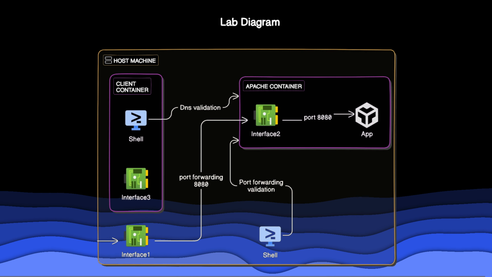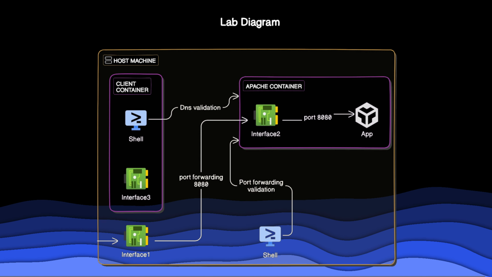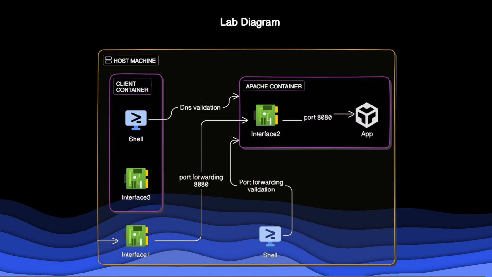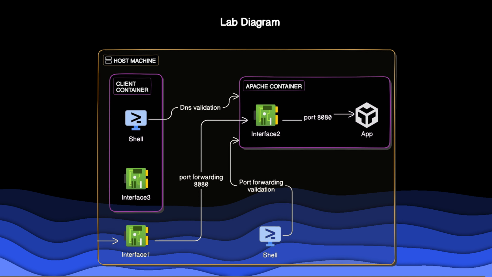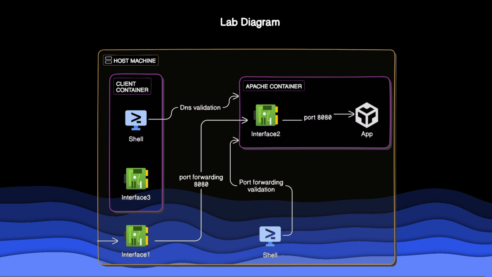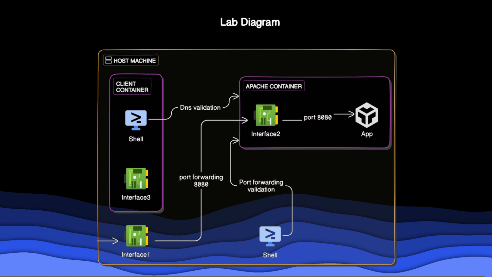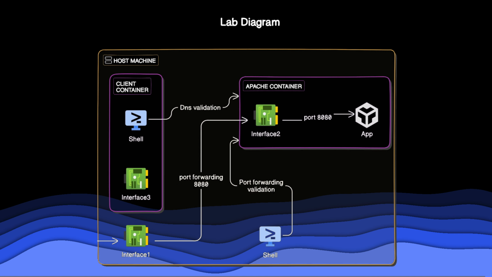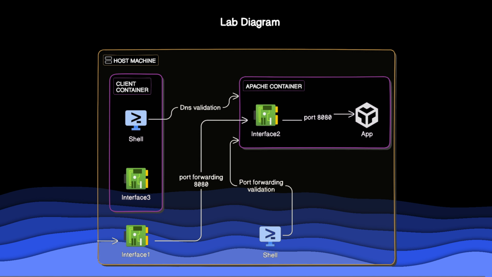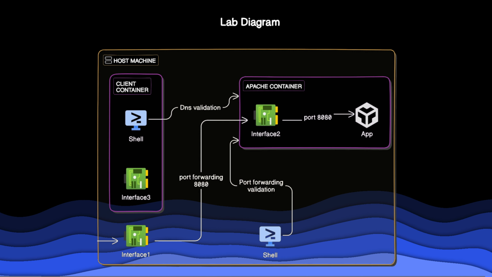This slide showcases the lab diagram detailing all the containers and interfaces involved in deploying an Apache web server using Podman. The diagram illustrates the connections and interactions between the host machine, Apache container, client container, and various interfaces. It provides a visual representation of the networking setup, including port forwarding and DNS validation, essential for ensuring the proper functioning of the Apache server.